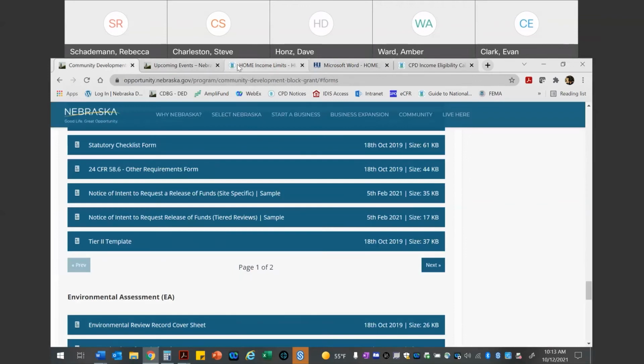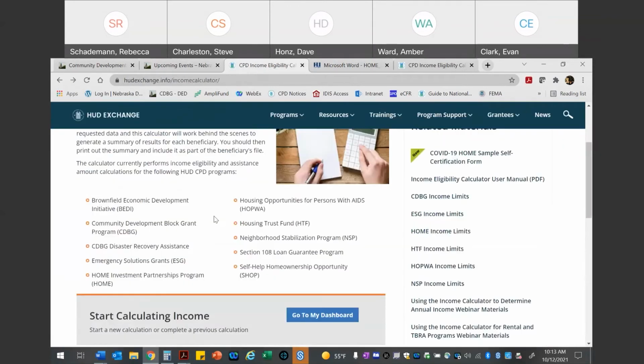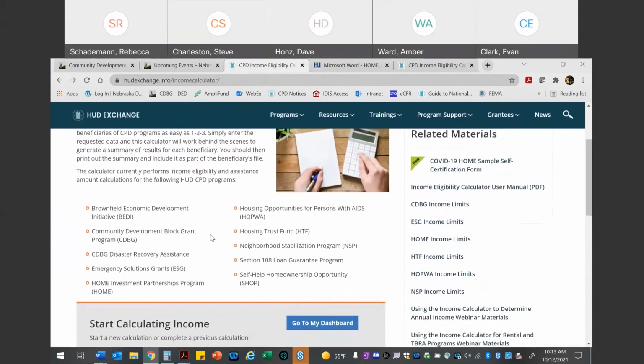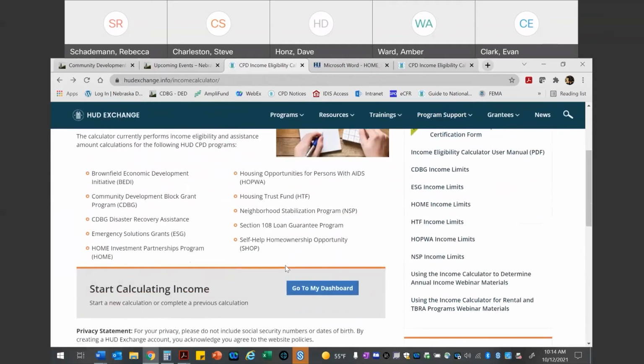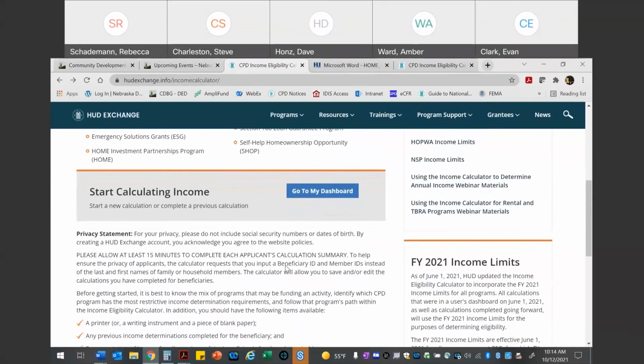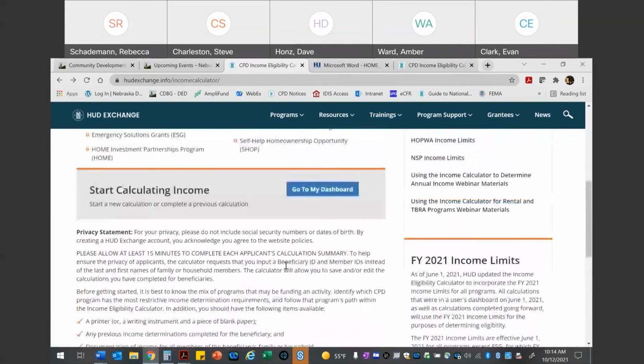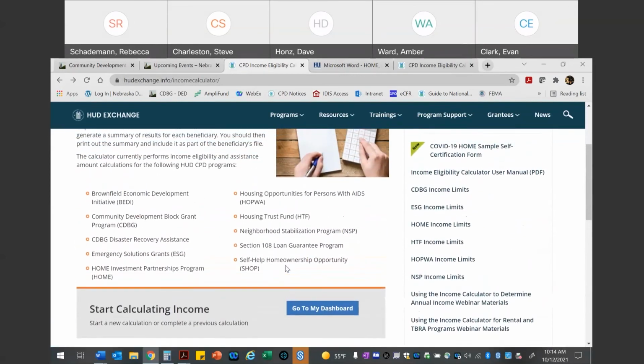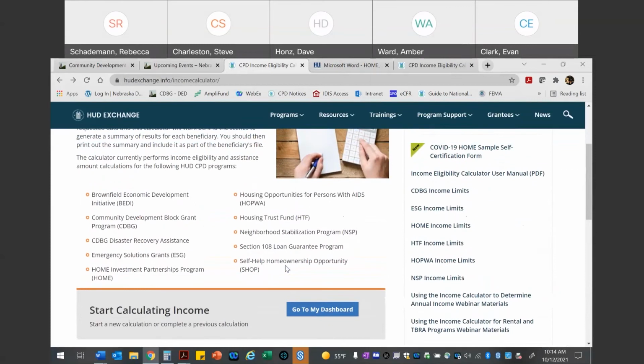If you do use the CPD income calculator, this is just very helpful. There is a manual here if you need assistance, and then there are webinars on the side here. So it's just very helpful. I definitely recommend using it for the owner-occupied rehab programs, and you can also use it for these other programs they have referenced.